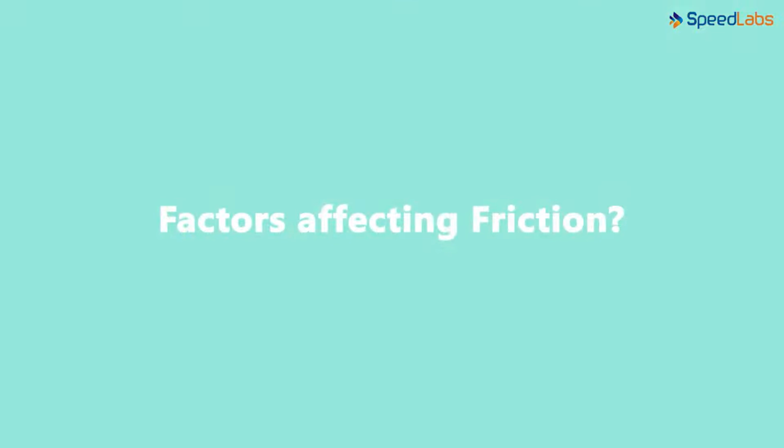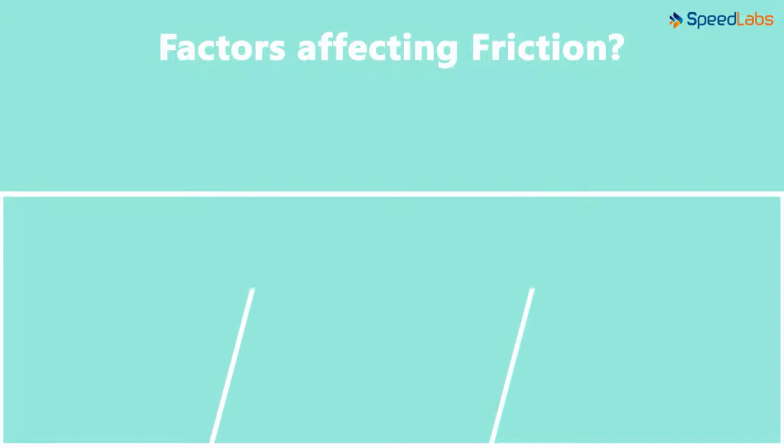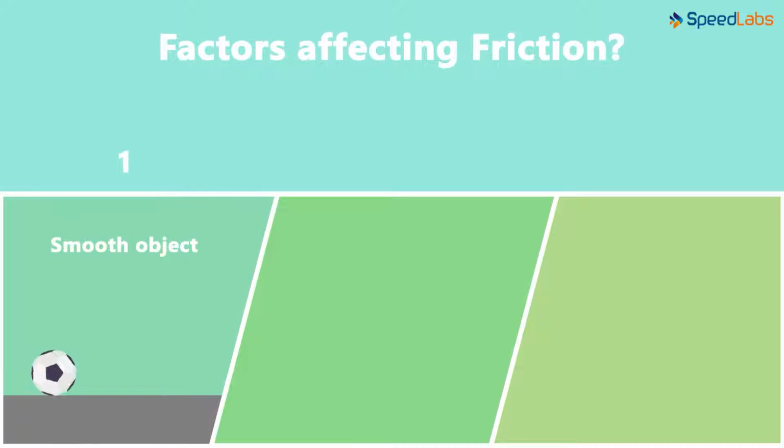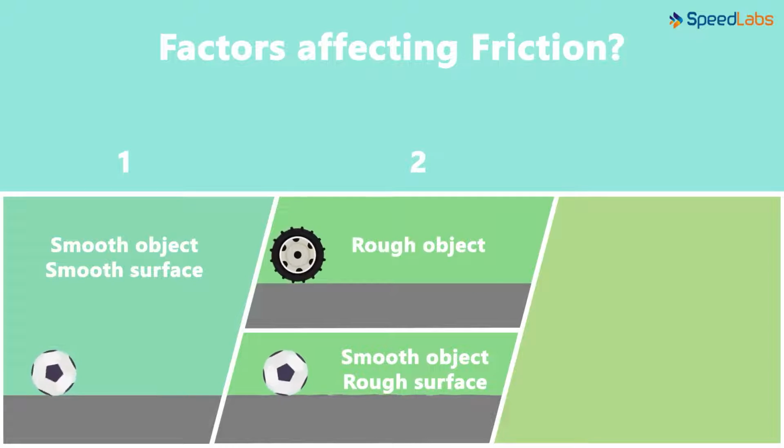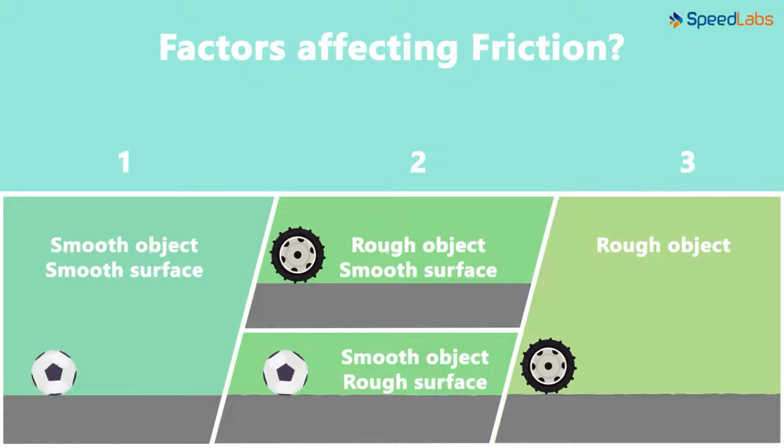What are the factors that affect the friction? Let me give you 3 situations and then you tell me what it depends on. The first situation is when an object with a smooth surface is moving on a surface which is very smooth. Second, in which the object has a smooth surface and the surface on which it moves is rough. Or the object has a rough surface and the surface on which it moves is smooth. And in the third case, the surface of the object as well as the surface of the table is rough.